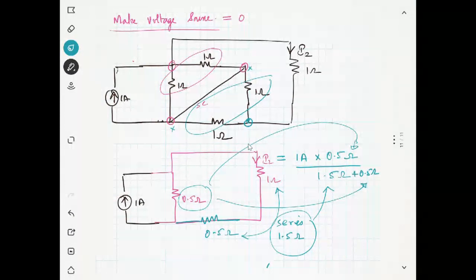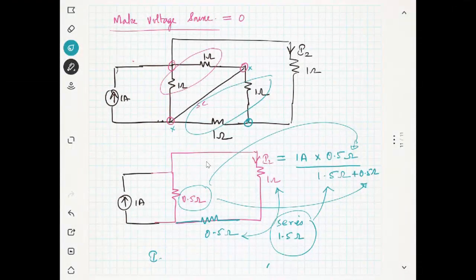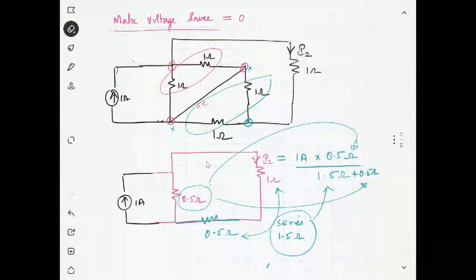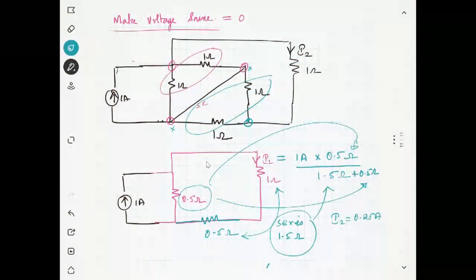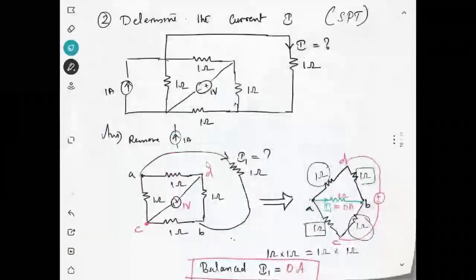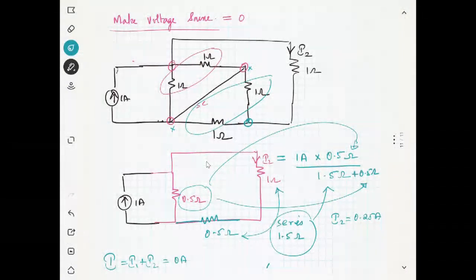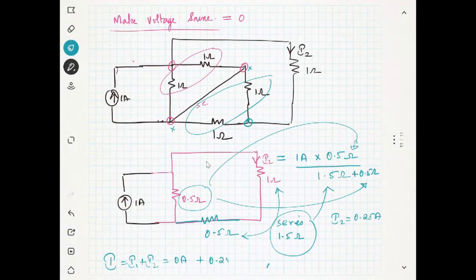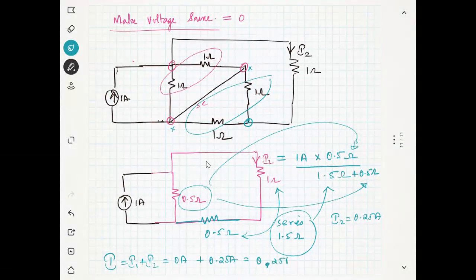Yes, doctor. So you will get the current I2. Sorry, I will write it here. You will get the current I2 as 0.25 ampere. So the total current I is equal to I1 plus I2, and you got I1 previously as 0 ampere. So 0 ampere plus 0.25 ampere. This is nothing but 0.25 ampere.